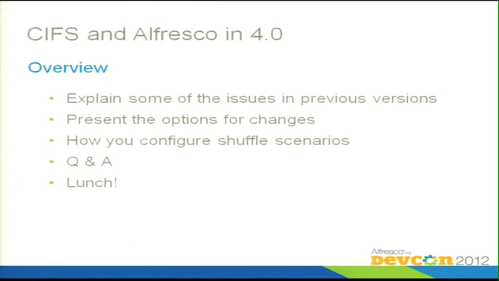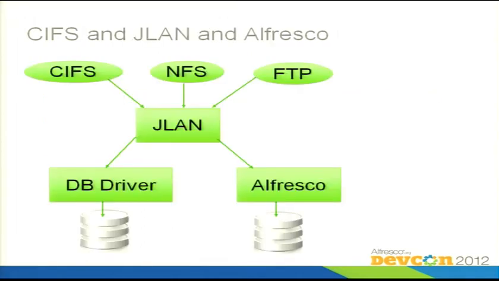So first of all, I'll just give a very quick introduction so that everyone understands what I'm talking about. This picture here shows the relationship between two Alfresco products. There's a product called Alfresco JLAN, which is this block here.